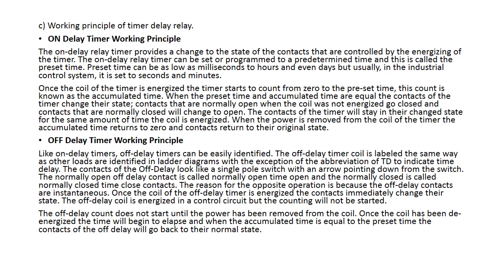So for the off delay timer working principle, it can be easily identified. The off delay timer coil is labeled the same way as other loads in the ladder diagram. The contact of the off delay looks like a single pole switch with an arrow pointing down from the switch. The reason for the opposite operation is because the off delay contacts are instantaneous. So once the coil of the off delay timer is energized, the contact immediately changes its state.